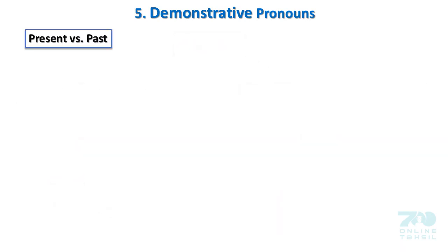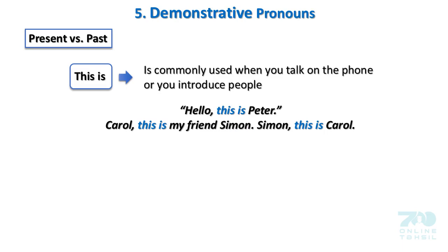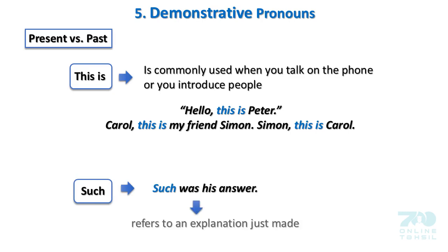Present versus past. This is. The expression this is commonly used when you talk on the phone or you introduce people. Example. Hello, this is Peter. Carol, this is my friend Simon. Simon, this is Carol. Such. Example. Such was his answer. Here the demonstrative pronoun such refers to an explanation just made.